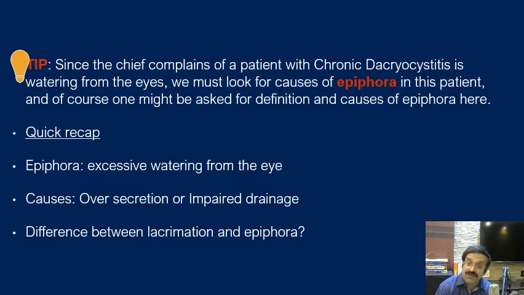But then you might also be asked, what's the difference between lacrimation and epiphora? In epiphora, obviously there may be an oversecretion, but there might also be an impairment of the drainage of the tear, as a result of which the tears well up in the eyes and you will have watering from the eyes. But in lacrimation, it is mainly reflex tear secretion, or an oversecretion from the eyes in the face of a completely clear and completely normal tear drainage system. So that's the difference between lacrimation and epiphora.